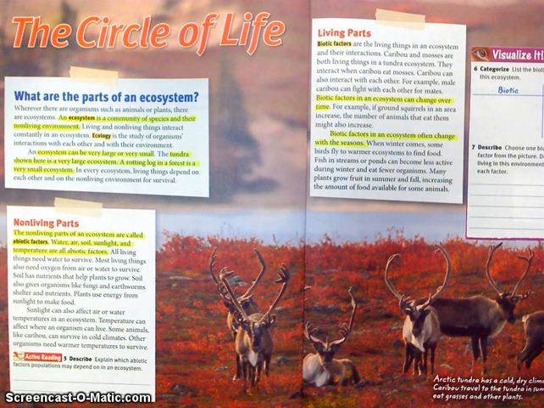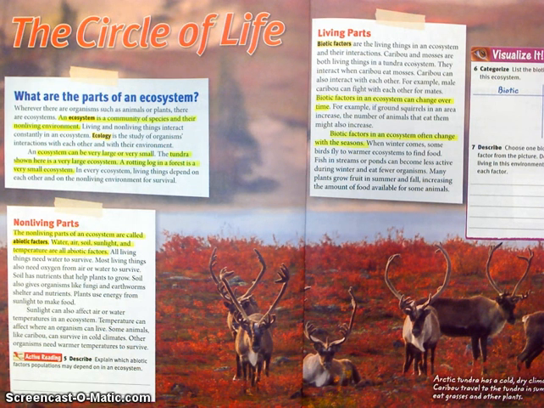An ecosystem can be really large or really small. The tundra ecosystem shown here in the picture is a very large ecosystem. But you can also have a very small ecosystem, such as a rotting log in a forest, for example. Okay, so an ecosystem is a community of species and their non-living environment. So basically, an ecosystem is made up of living parts and non-living parts.